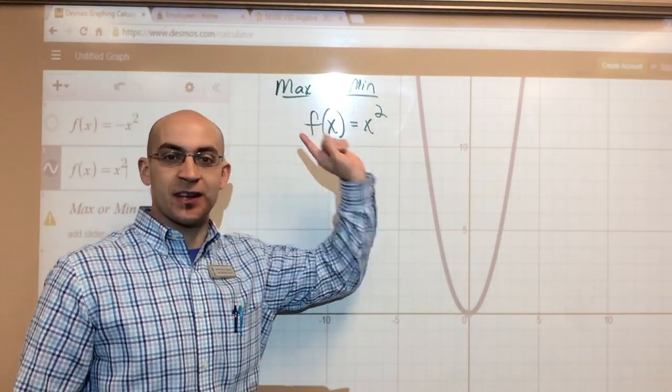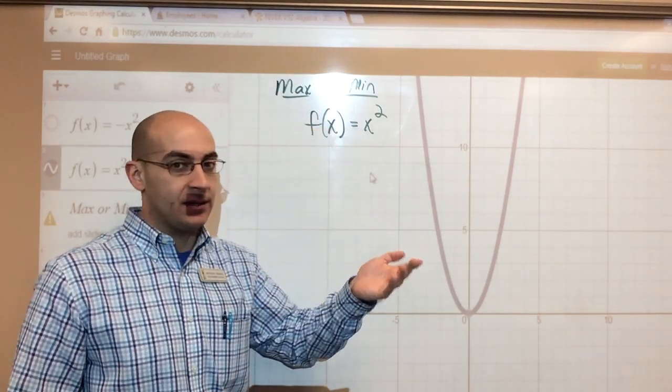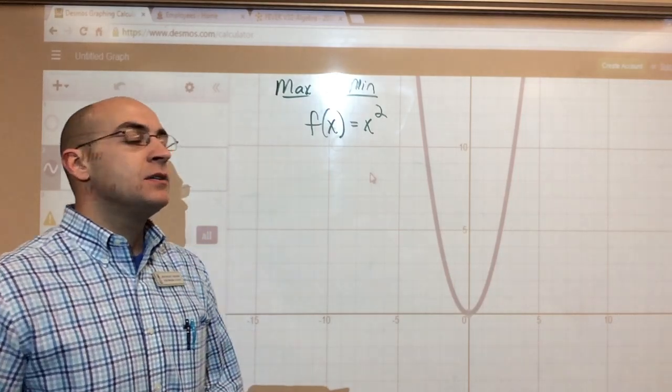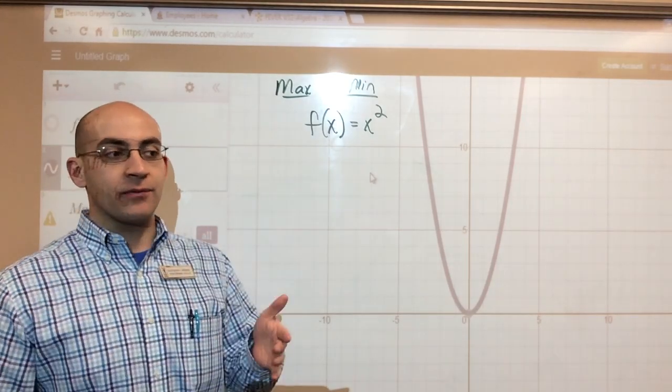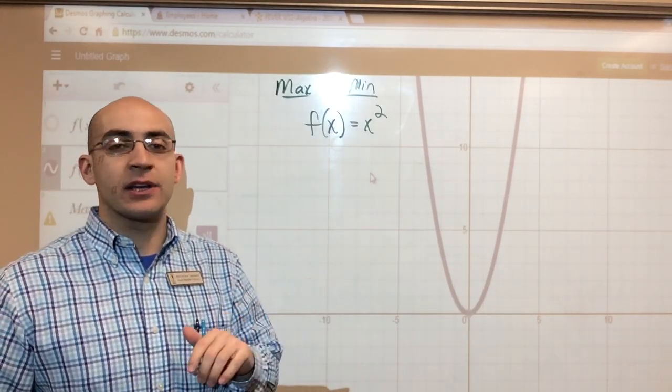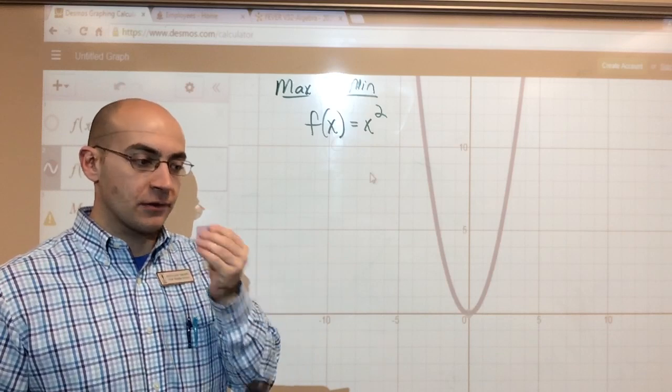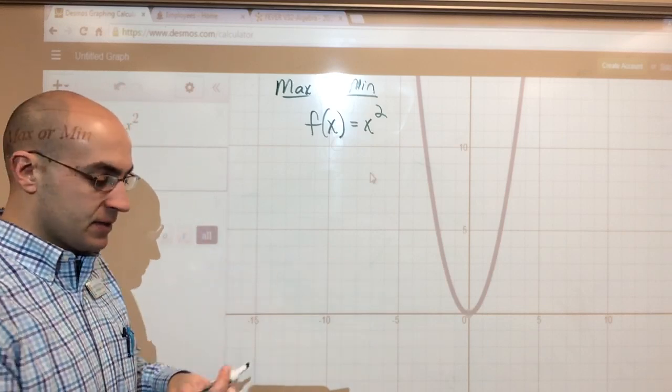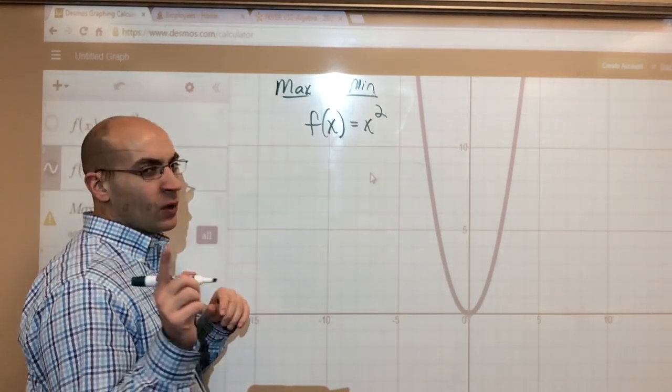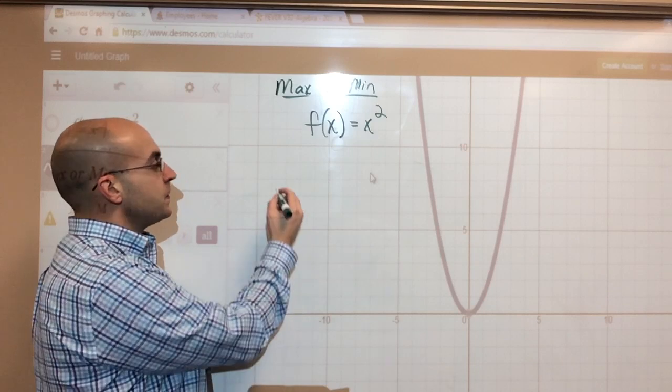It shouldn't say or there. It should say and, right? Max and min. Max or min. Doesn't matter. So basically what I'm looking for here is the maximum values and the minimum values of the functions that are on the graph. There are two different types of those values, and we'll get more into this in class. We're not going to do that here so much.